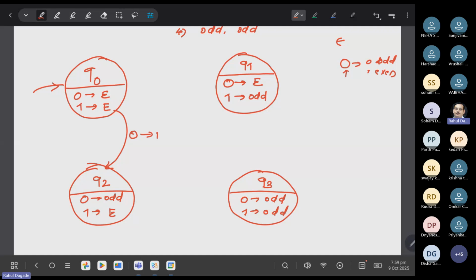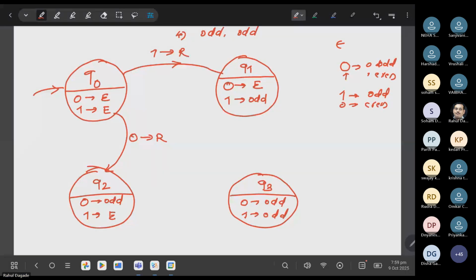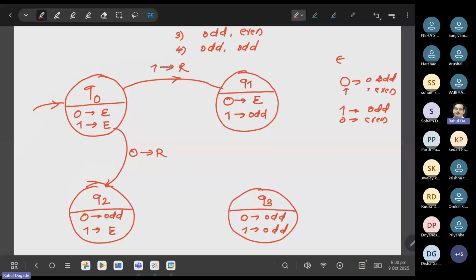Now in the Q0 state, if I get 1, then 1 will become odd and 0 will remain even, which indicates that it's a Q1 state. So if I get 1 in this state, then I'll move the pointer to the right and come to the state where 0 is even and 1 is odd.